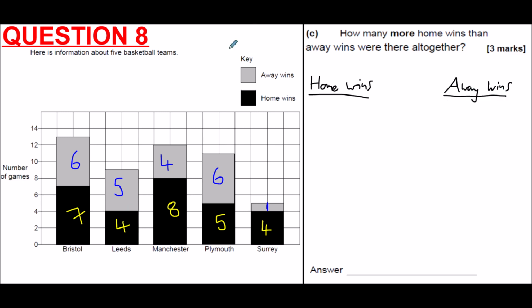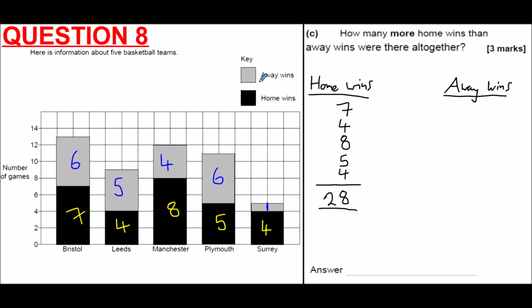So the home wins, we had 7 plus 4 plus 8 plus 5 plus 4. So home wins, 7 plus 4 is 11. 11 plus 8 is 19. 19 plus 5 is 24. Plus a final 4 gives us 28.